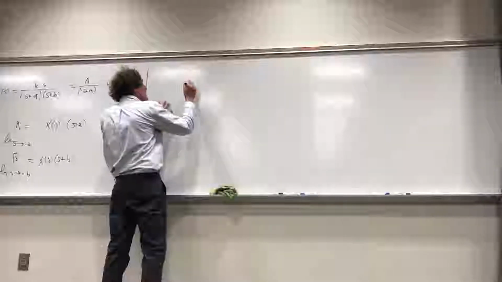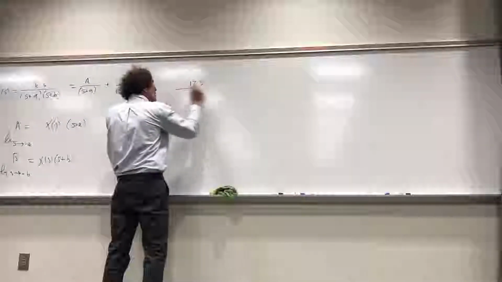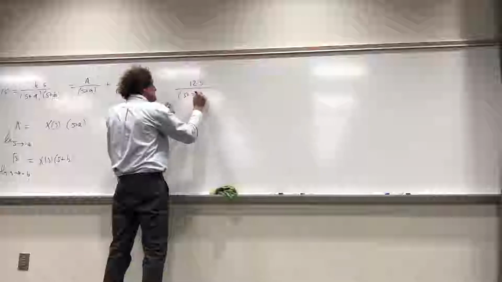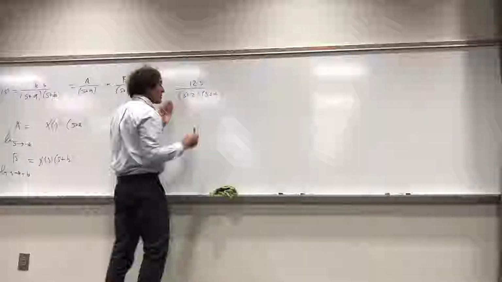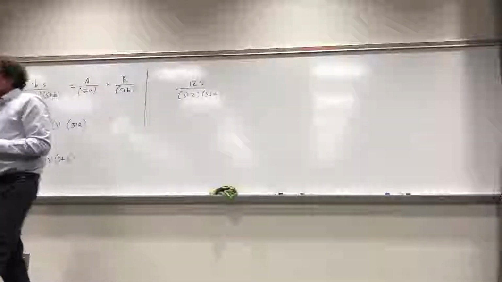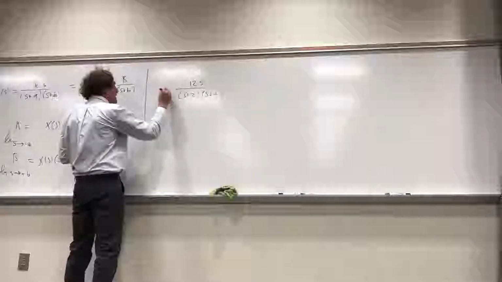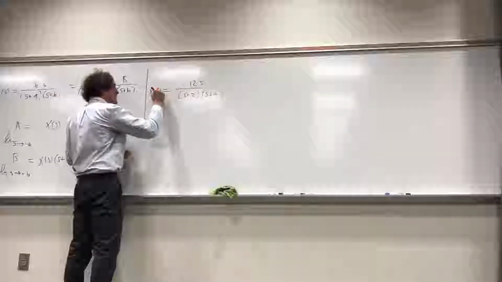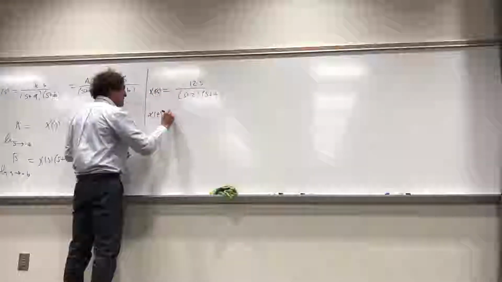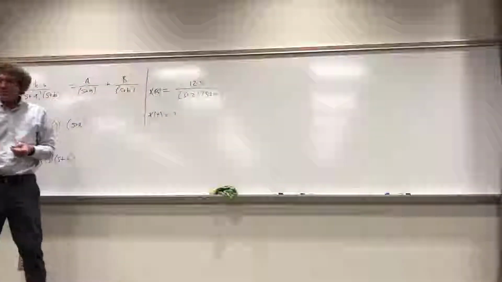Anyway, now for a hardcore example. Suppose I have 12s over (s plus 2)(s plus 4). If we want, we're going to do the whole thing on this. Somehow this is the resulting final answer, this is X of s, and I want to find out what x of t is. That's my goal.